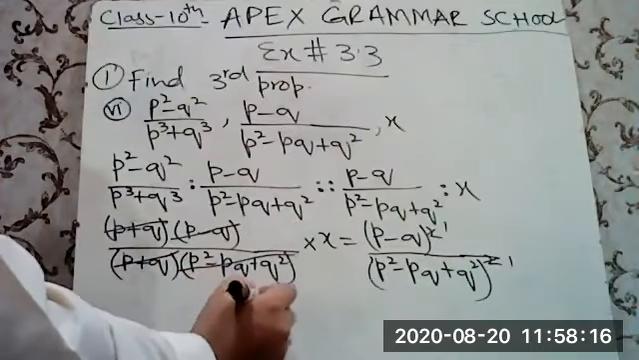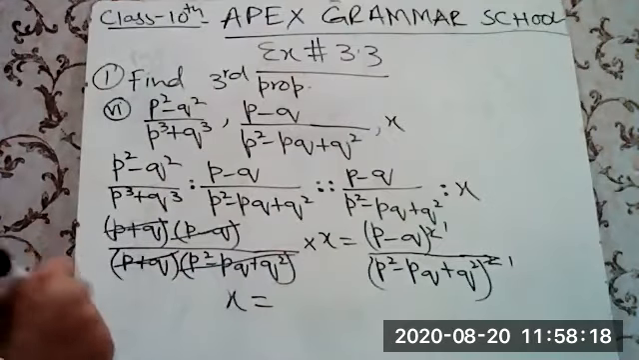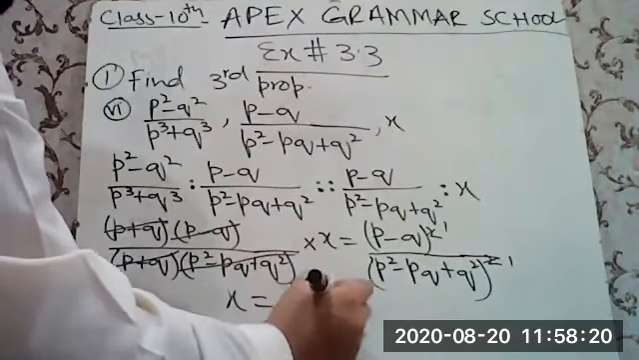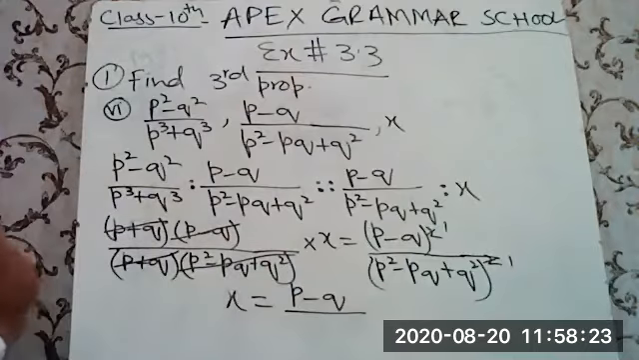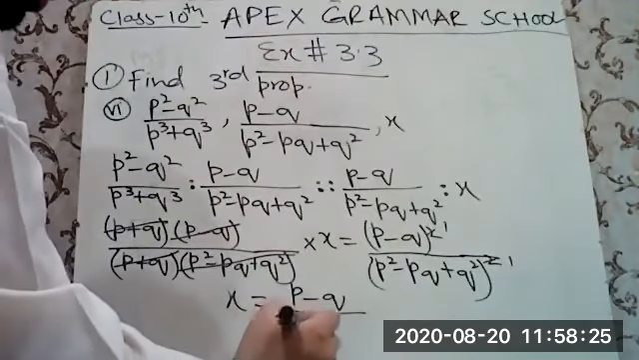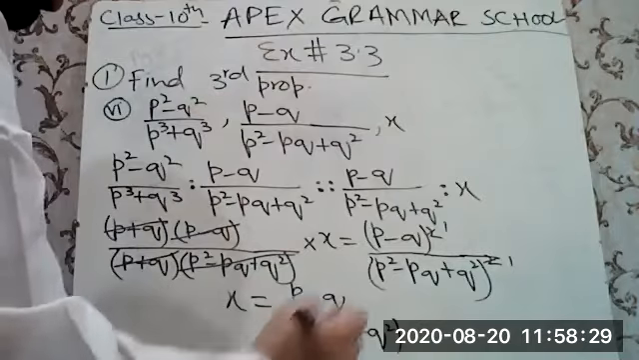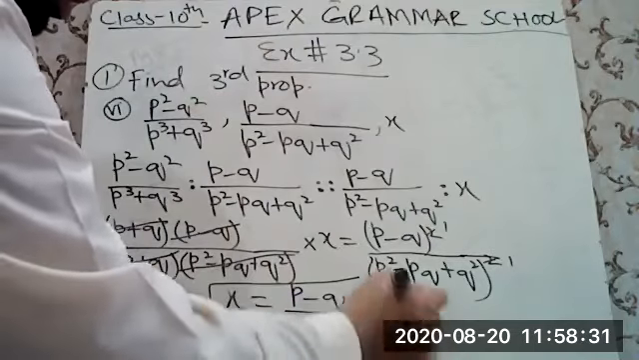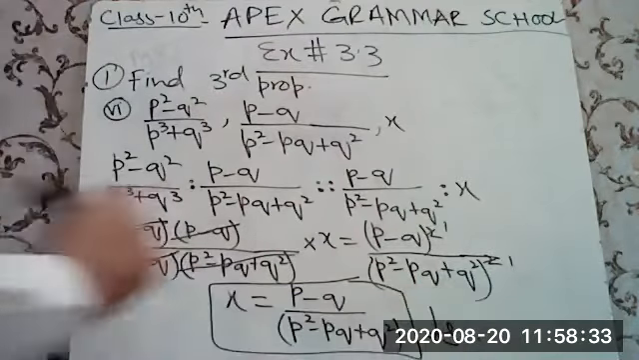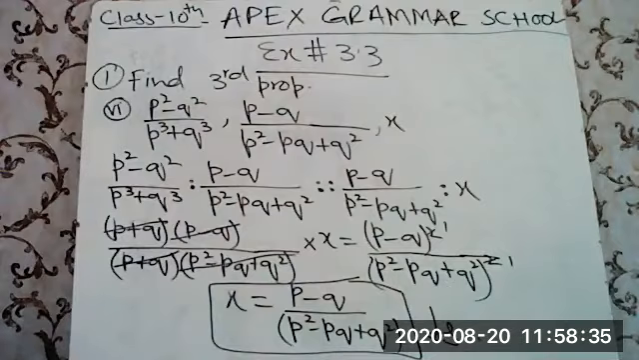So the value of x is equal to p minus q divided by p square minus pq plus q square. And that's it. This was completely your question number 1.